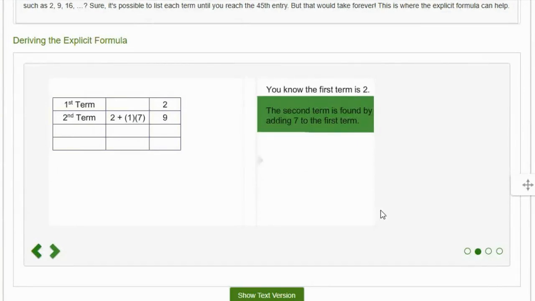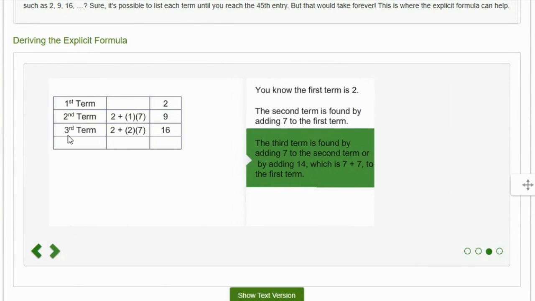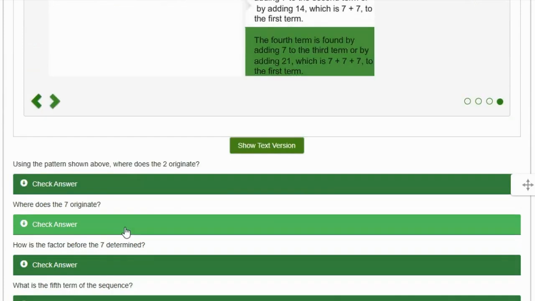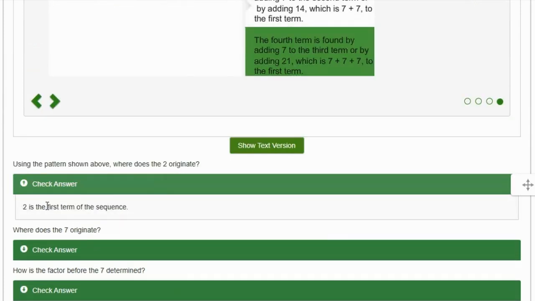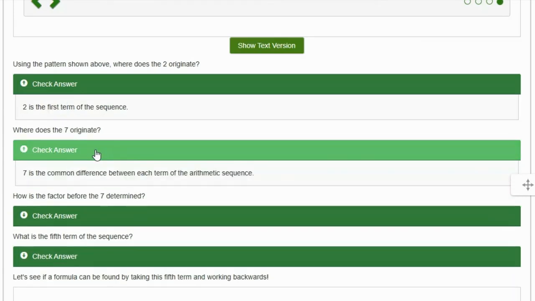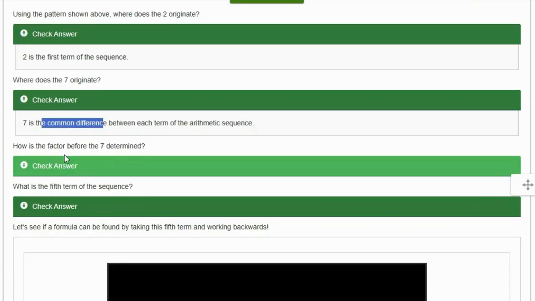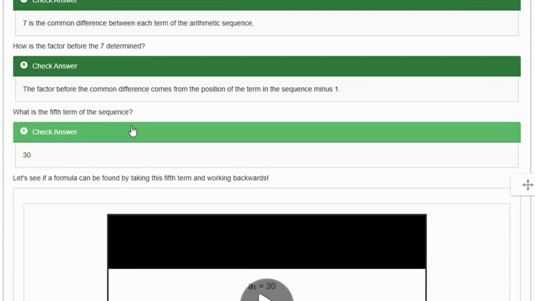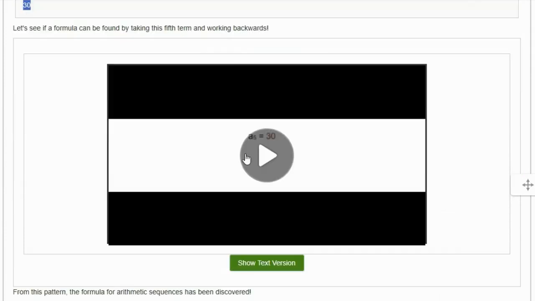So we got ahead of it there, but to find the third term, we added 2 sevens. To find the fourth term, we added 3 sevens, etc. So where does the 2 come from? That's the first term. Where does the 7 come from? That's the common difference. What's the factor before the 7? It's the position of the term minus 1. So what's the 5th term? 30. And then we can watch the little video real quickly. It's going to derive that formula that we should already have in our notes.